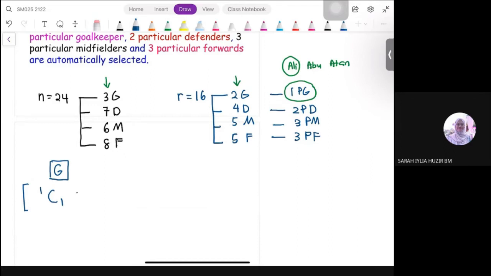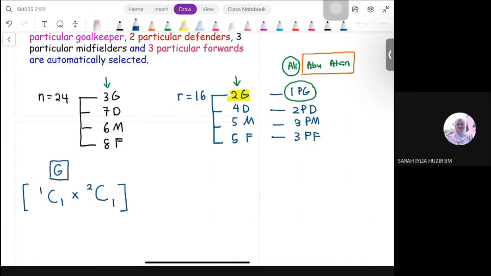Alright. Okay, now kalau kita dah pilih Ali, kita tinggal Abu dengan Nathan. So, kita ada lagi 2 orang kan? Kita ada pilihan. So, 2. Tapi, kita kena pilih seorang je. Kenapa? Because our target, we must have only 2 goalkeeper. So, our calculation now would be 2C1.